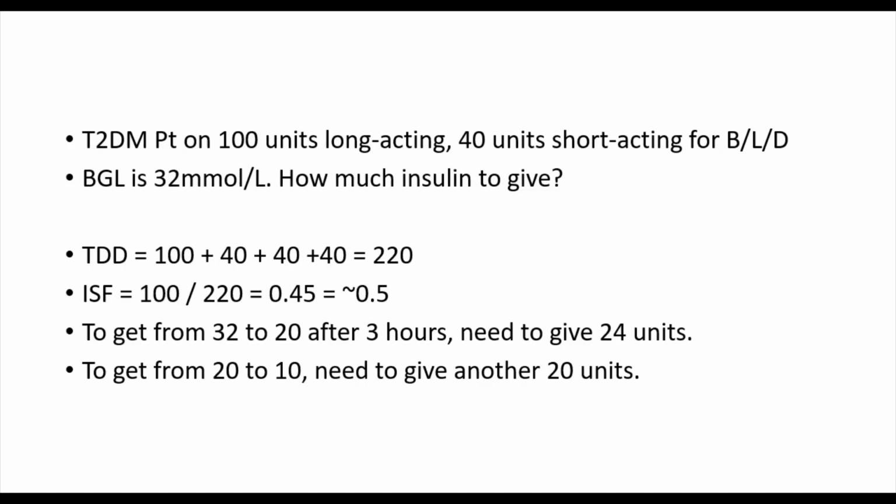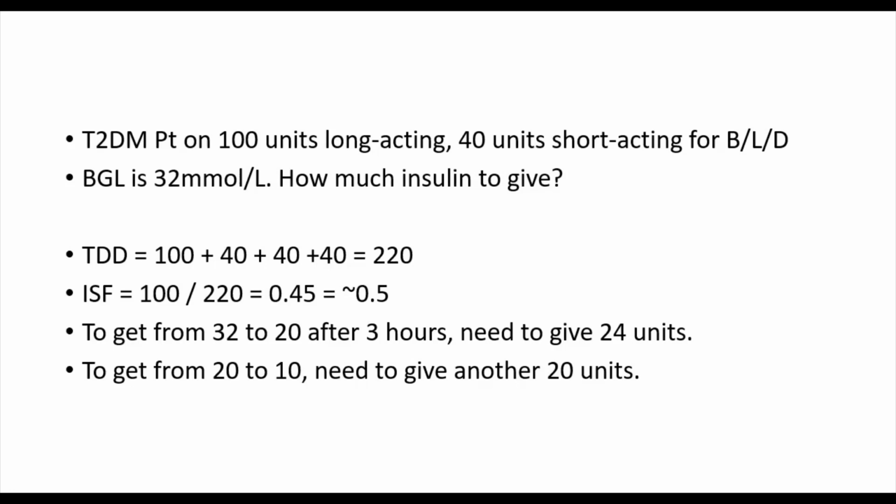Well, their total daily dose of insulin is 100 plus 40 plus 40 plus 40, which is 220 units per day. Their insulin sensitivity factor is calculated by 100 divided by 220, which equals 0.45, or roughly 0.5. Therefore, if we want to get their blood glucose level from 32 to 20, a drop of 12 millimoles per liter, we will need to give them 24 units of short-acting insulin to get this effect after about 3 hours.